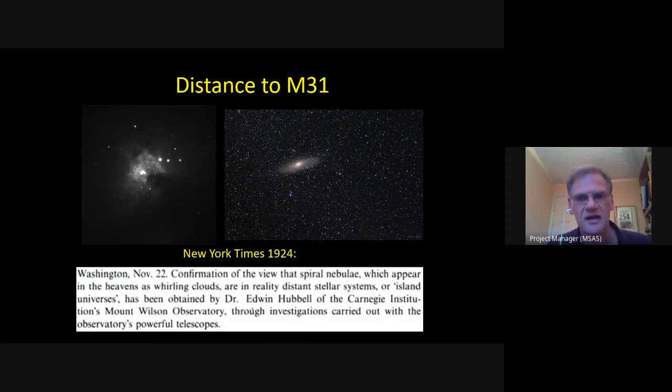And Hubble used the variable method that Henrietta Leavitt came up with to measure the distance to M31, and he demonstrated that it was actually outside of our galaxy. So he was the first person to prove that there were these island universes, as they were called, further outside of our own galaxy, and that significantly expanded how big everybody thought the universe was.